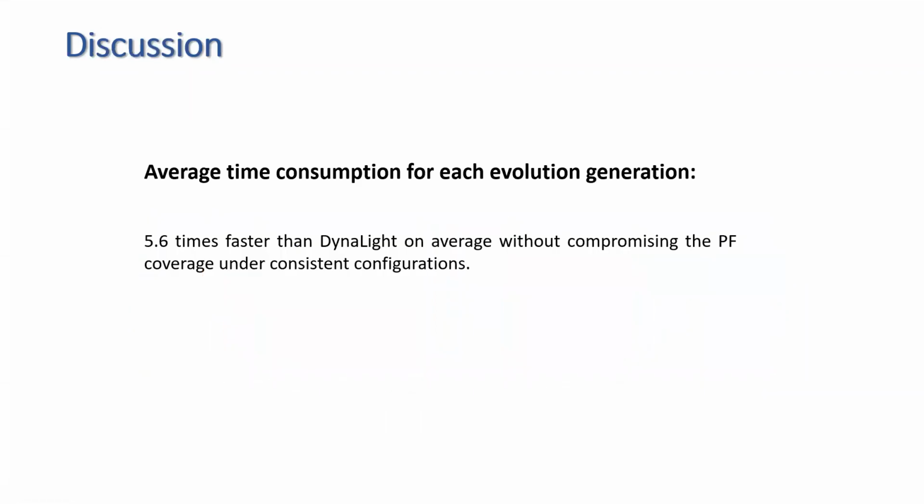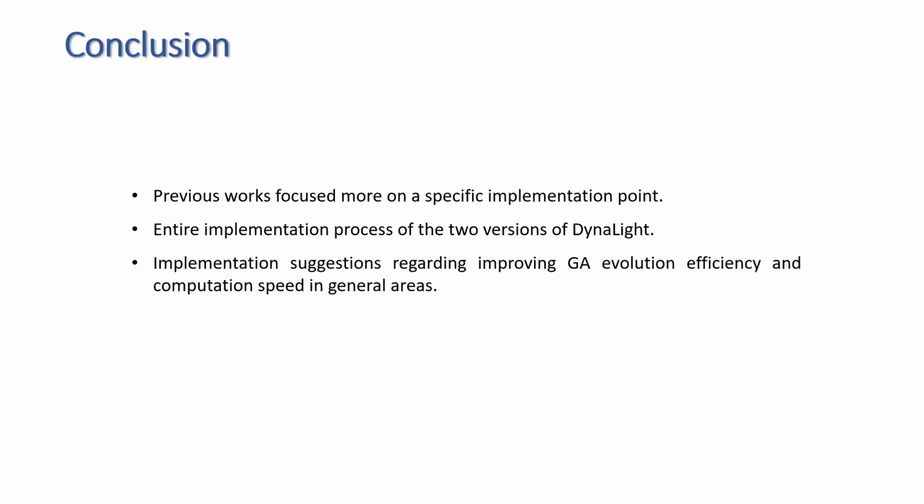Another point is about the average time consumption for the 2 versions. For the new version, the simulation time for evolution generation is approximately 5.6 times faster than the old version.